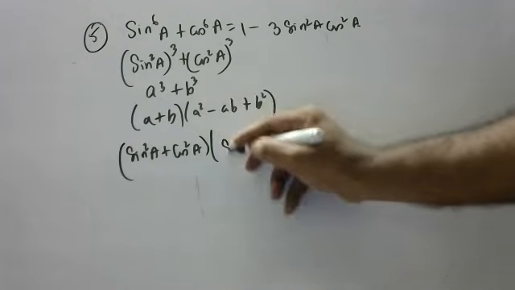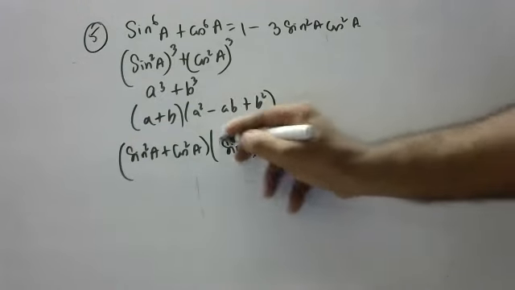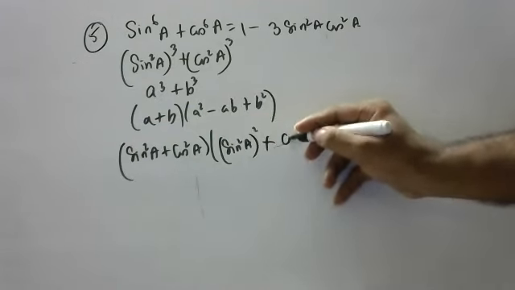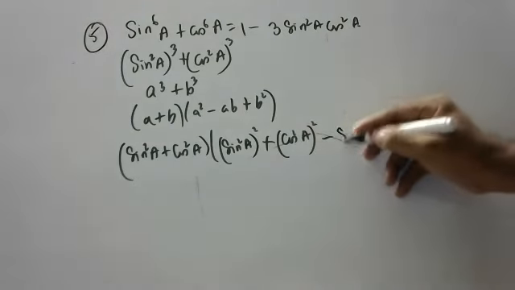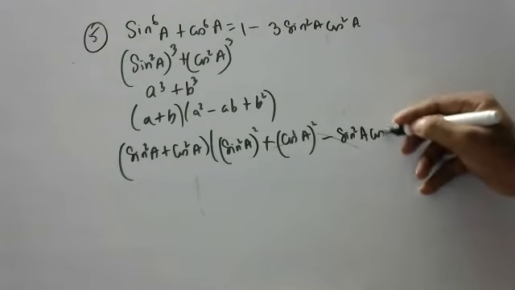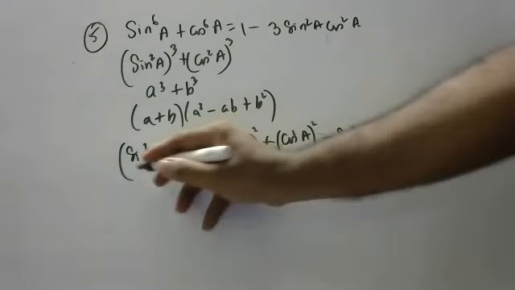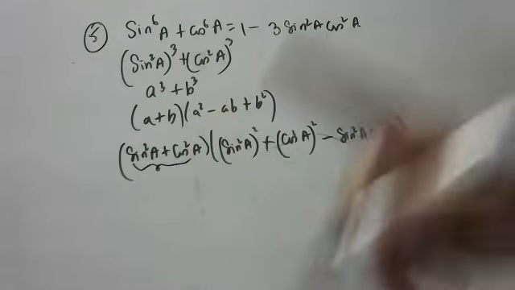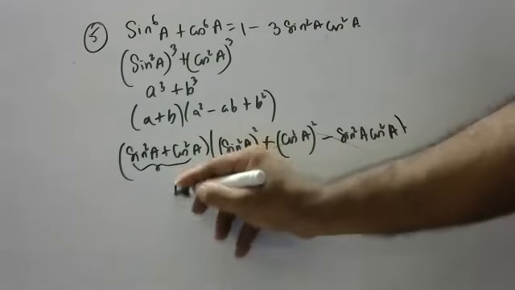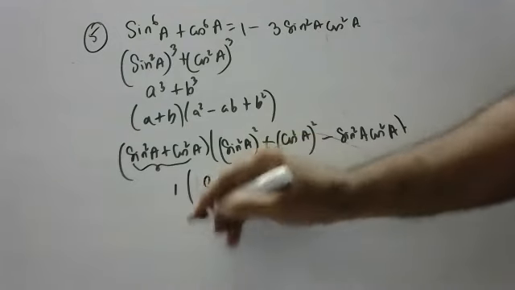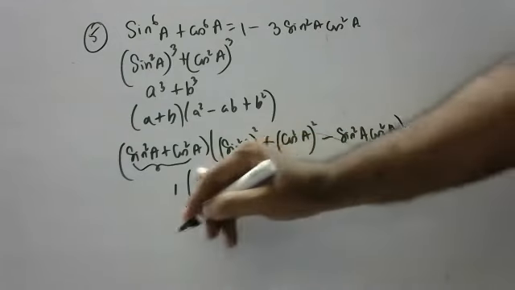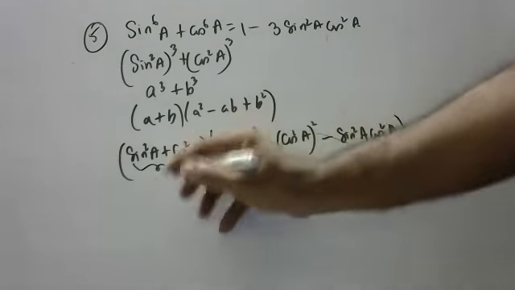Who is A here? Sine square A whole square. Who is B here? Cos square A whole square, minus what is AB? Sine square A cos square A. Okay, children? So sine square A plus cos square A is how much? 1. 1 into this one. Okay, this is 1 anyway.